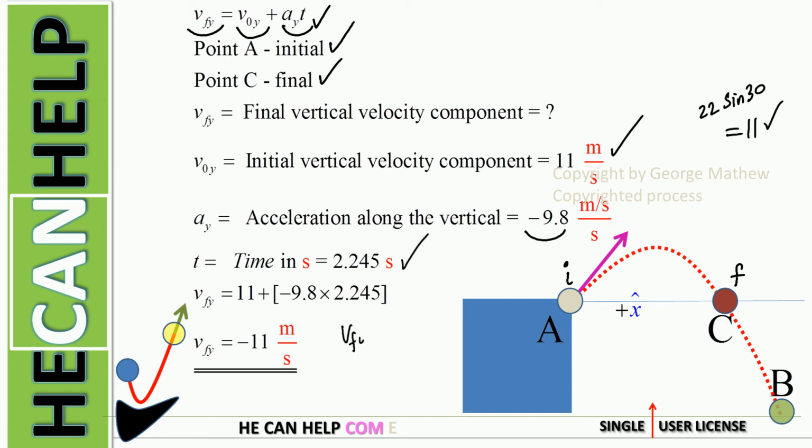Substitute into v final y. V final y is equal to v initial y plus acceleration along y times time. V initial y is 11. Acceleration along y is negative 9.8. Time is 2.245 seconds. And when you do that, you get negative 11 meters per second, and that is as expected.